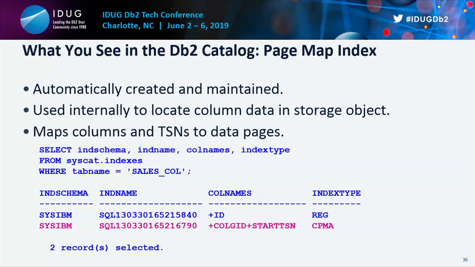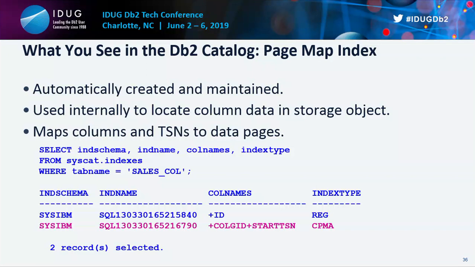I mentioned this briefly, but the other thing that's automatically created is the page map index. And you'll see this as, again, SQL, some magic thing. And it's a column group plus a start TSN, and it's called the column or page map.